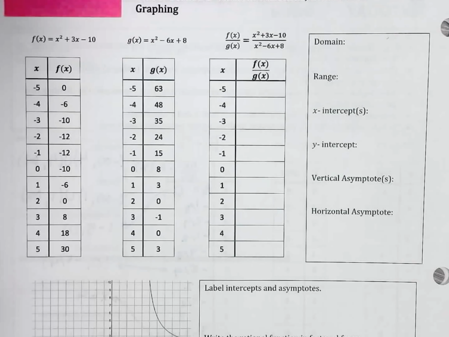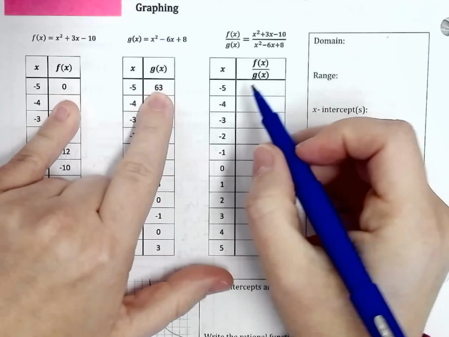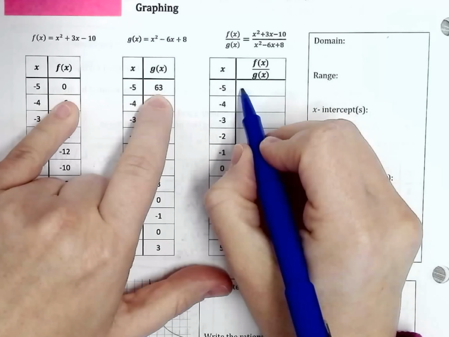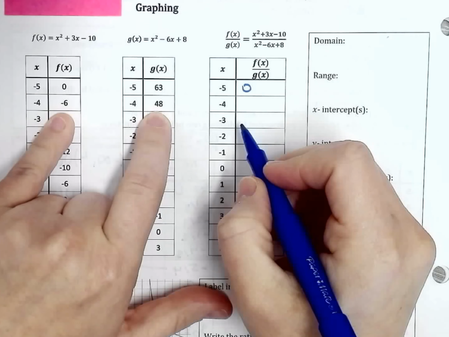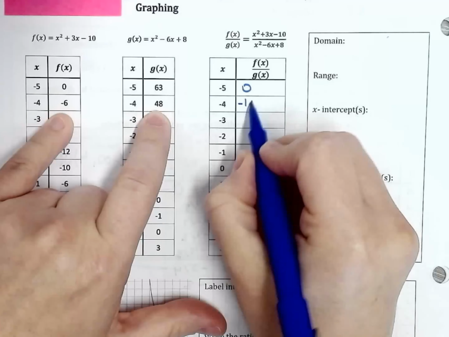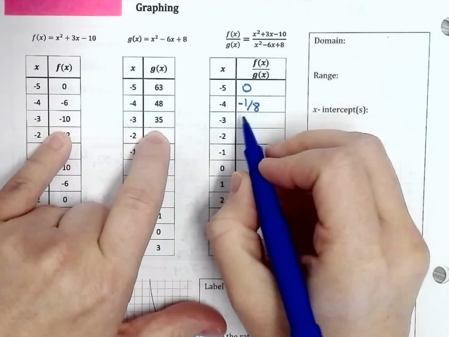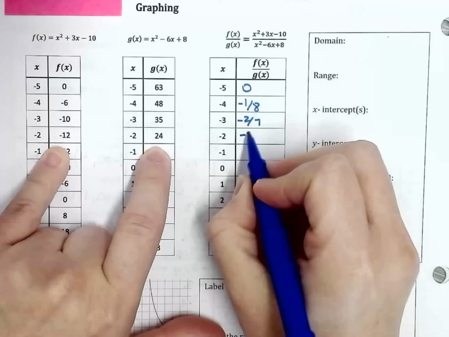Okay, same idea here. So 0 over 63 is 0. Here I have negative 6 over 48. I can simplify that down to negative 1/8. I'm just going to simplify it all.